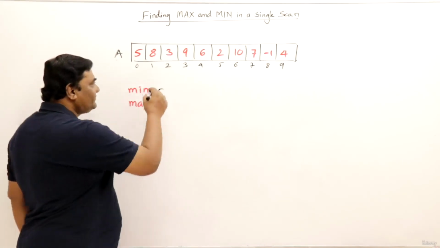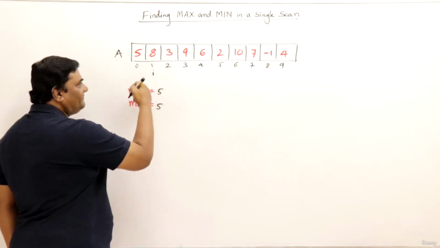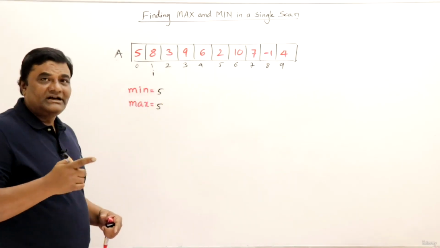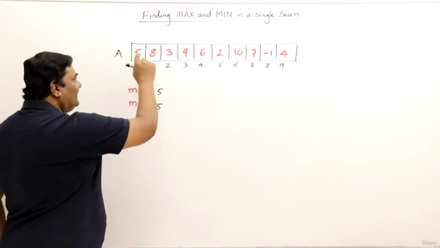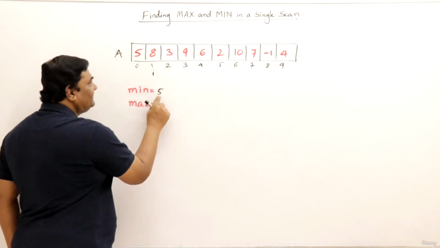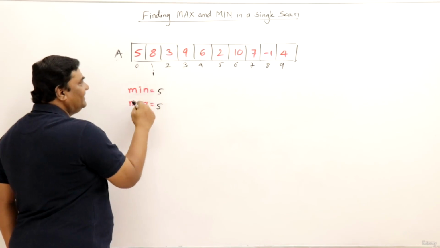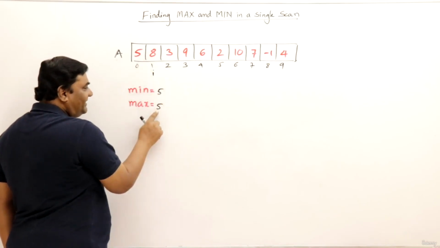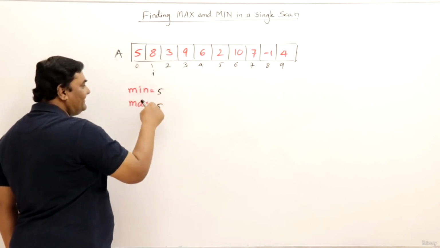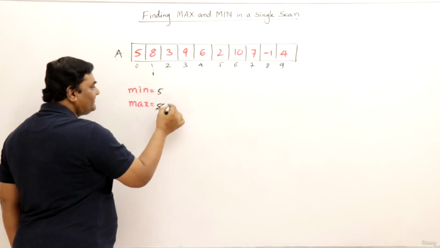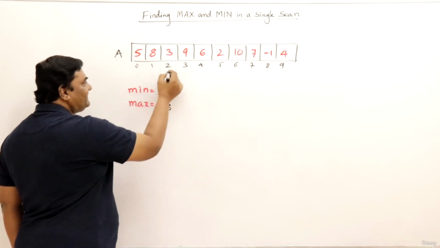To scan the whole array, I will take i starting from here. Now every time I will check: is it smaller than min? 8 is not less than 5. Okay. Then check, is it greater than max? Yes, it is greater than max. 8 is greater than max. So modify max to 8. Then go to the next element.